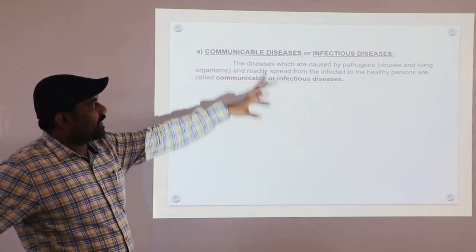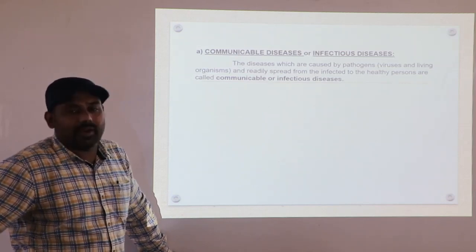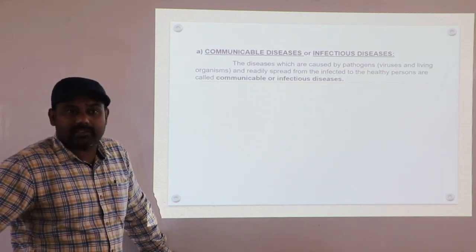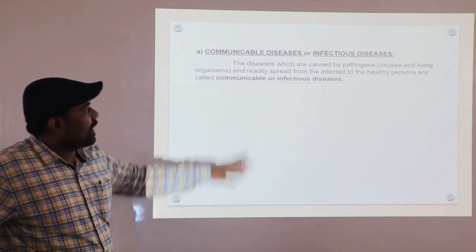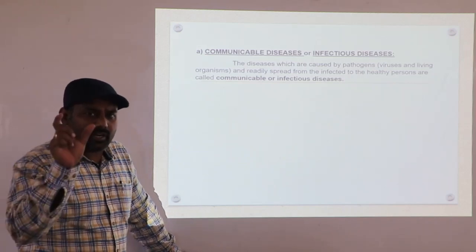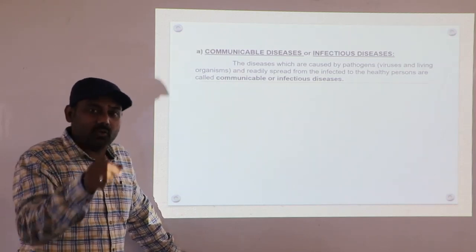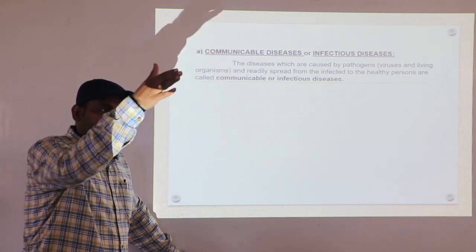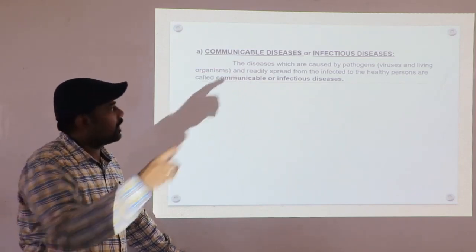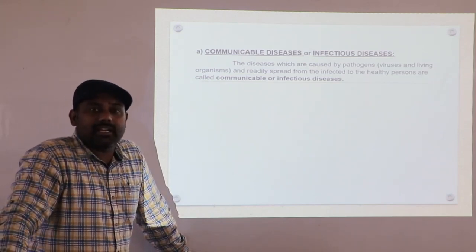So in case of communicable or infectious diseases, the diseases are caused by pathogens, it may be virus and living organisms such as bacteria, fungus, helminths, rickettsia, etc. Clear? And are readily spread from infected person to the healthy person. Very important. So communicable or infectious diseases are those which easily transmit from patient to healthy person. They are called infectious or communicable or contagious or transmitting diseases.